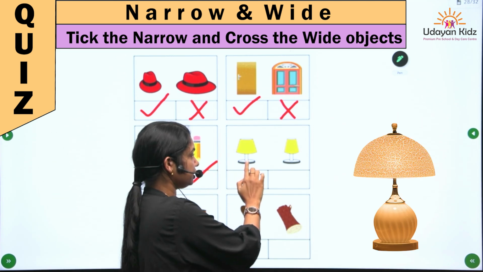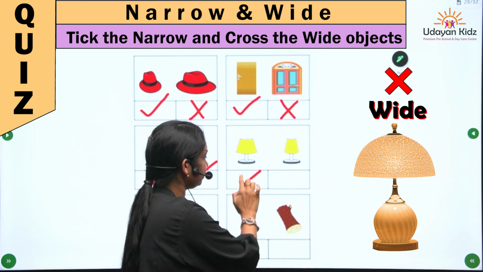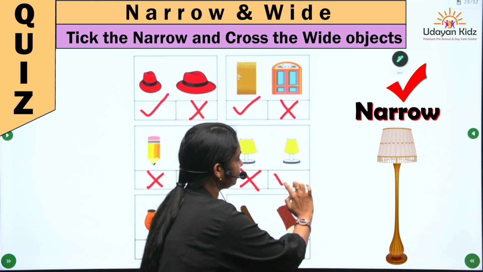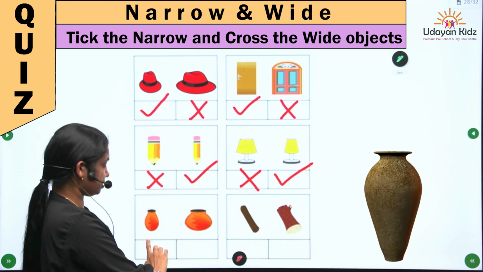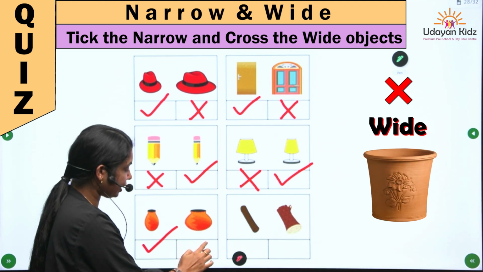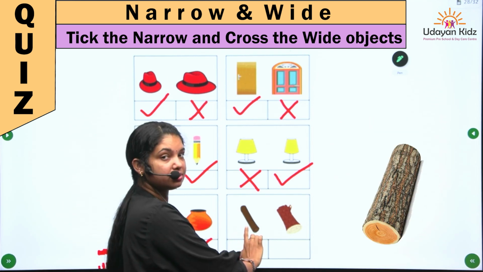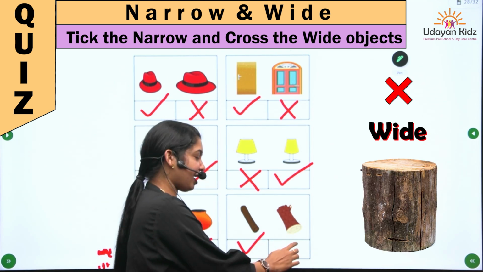And this lamp is wide. And this lamp is narrow. This pot is narrow. And this pot is wide. This log is narrow. And this log is wide.